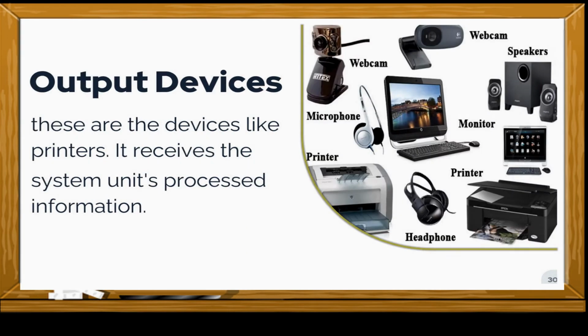The third element is the output devices. An output device is any peripheral device that receives data from a computer, usually for display, projection, or physical reproduction. These are devices like printers. It receives the system unit's processed information.